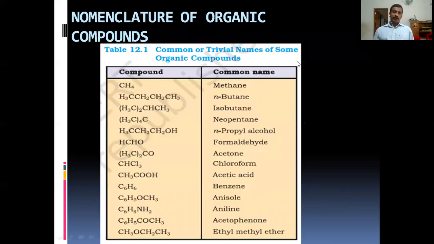Now the nomenclature of organic compounds. There is a trivial or common system of nomenclature. In that there is no regular rule for the nomenclature. Just some names are given. You can see some examples here. CH4, methane. CH3, CH2, CH2, CH3, that is named as normal butane.